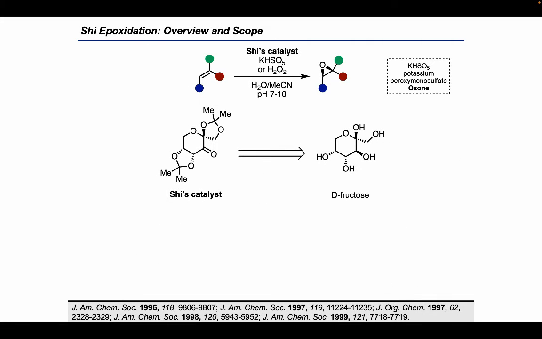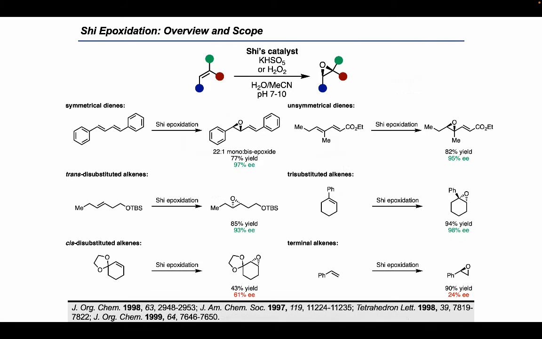Changing our focus now, let's turn our attention to the Shi epoxidation. The Shi epoxidation relies on a chiral ketone catalyst derived from D-fructose, which in the presence of KHSO5, also known as oxone, or H2O2, is capable of selectively epoxidizing one face of an alkene substrate.